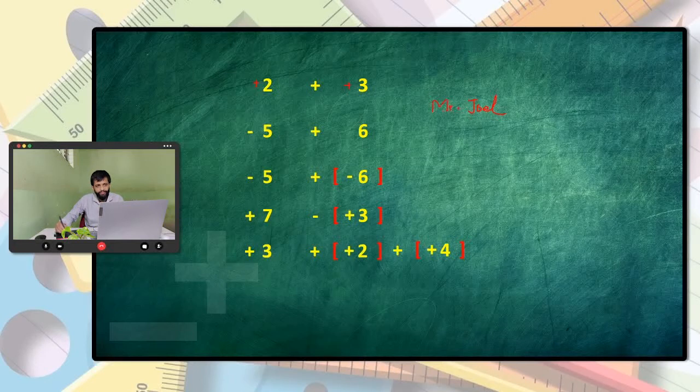Joel over here, it means me. Okay, nothing changed. I don't write Joel Mr., I write Mr. Joel. Okay, same way the sign of a number is for that number.